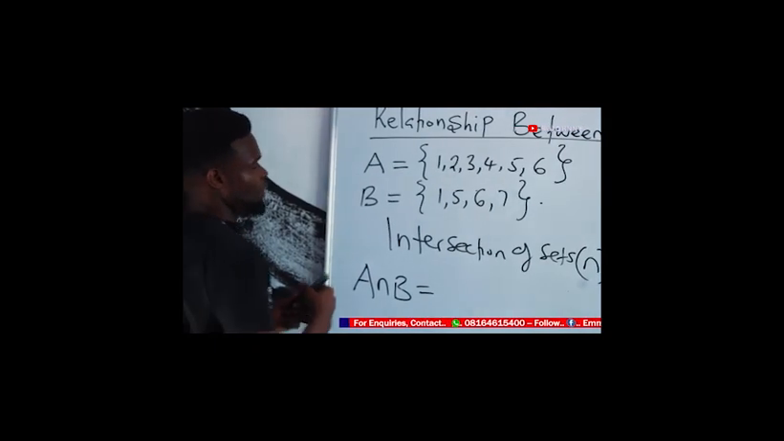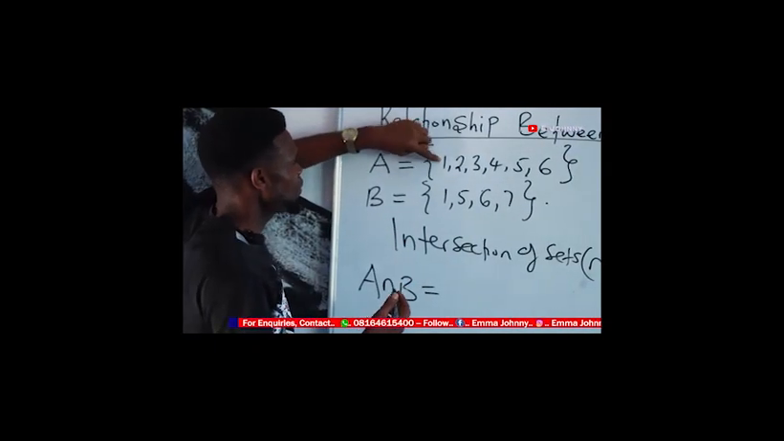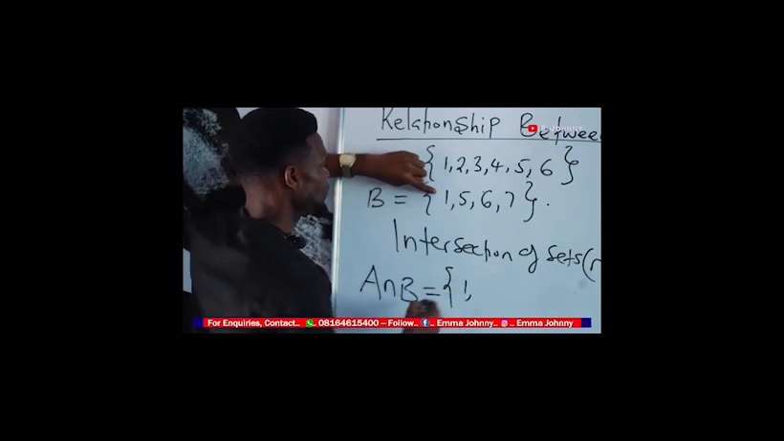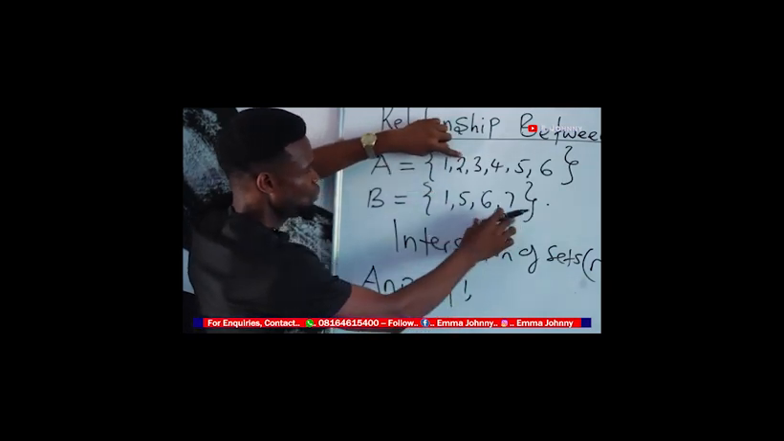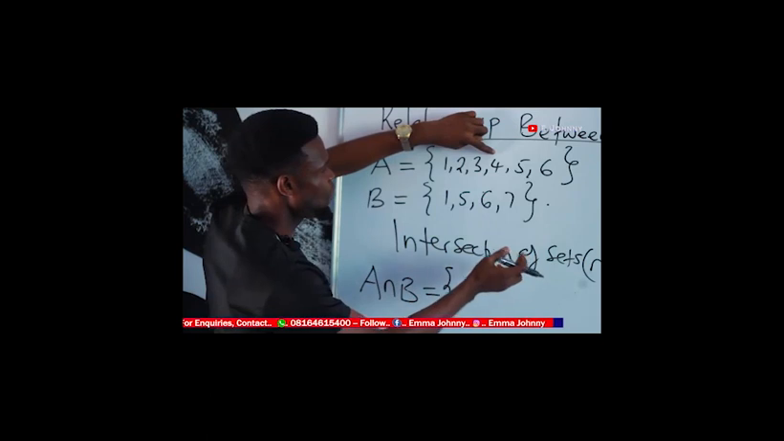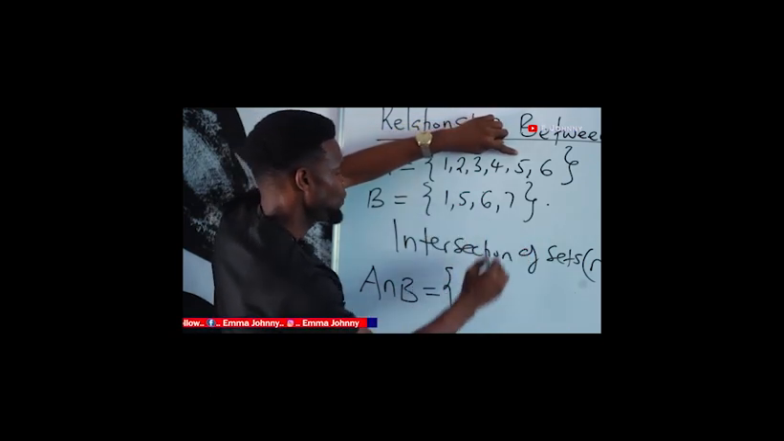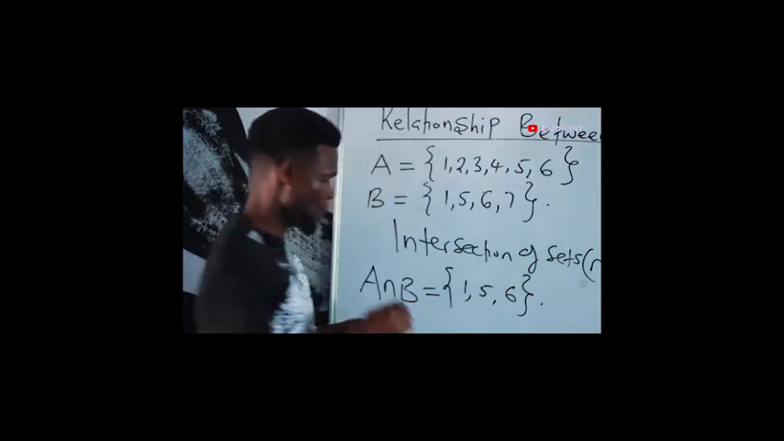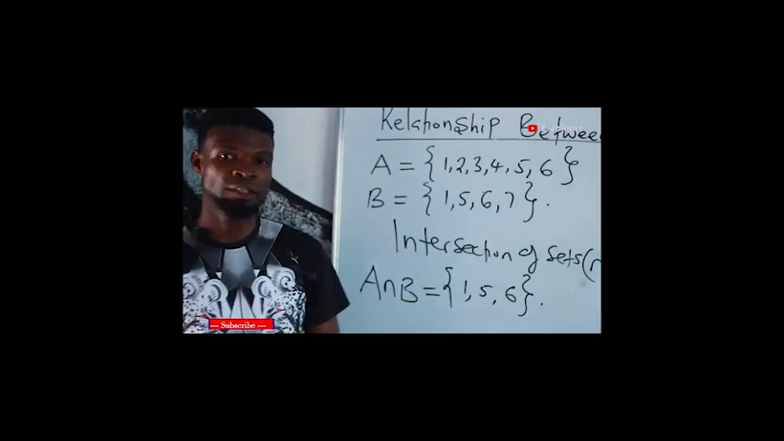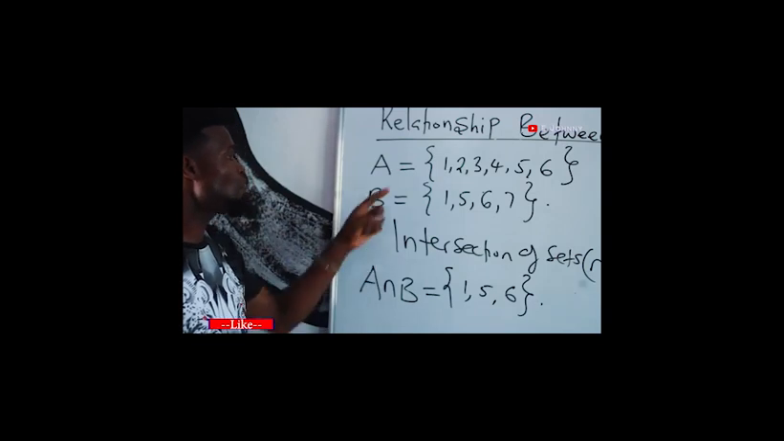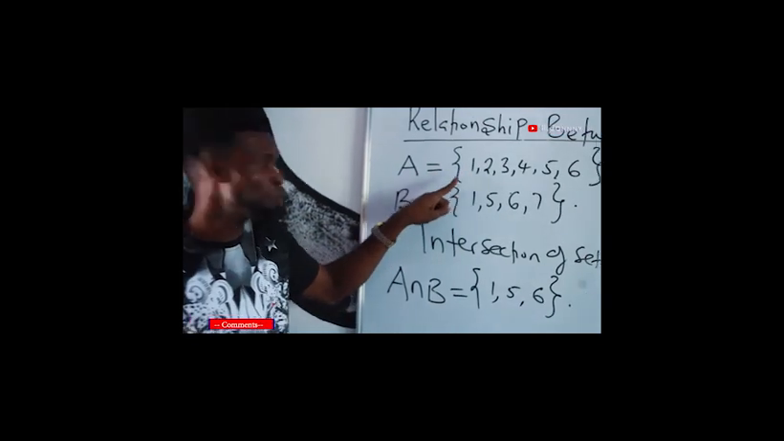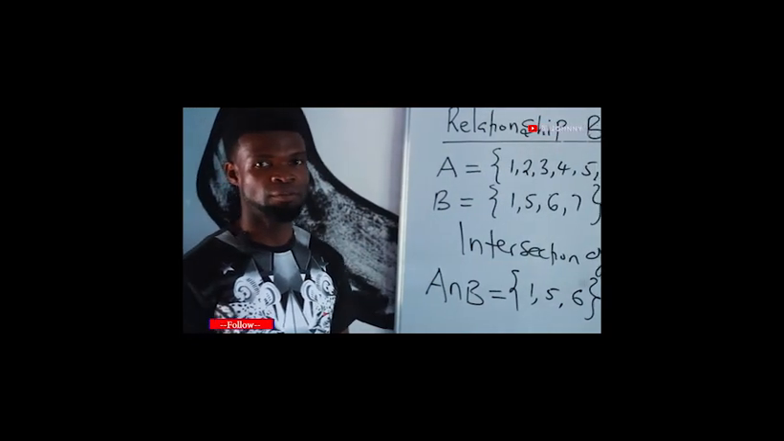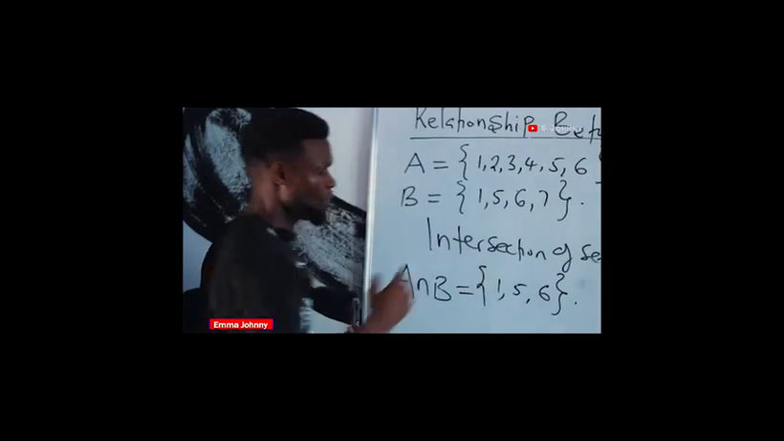Now let's look at set A and B. What is common? 1 is here, 1 is here, you pick 1. 2 is here, but there's no 2, you leave it. 3, no 3. 4, no 4. 5 and 5, you pick 5. 6 is here, 6 is here, you pick 6. So we say that for intersection of sets, there are those elements that are common to set A and also common to set B. That is what we call intersection of sets.